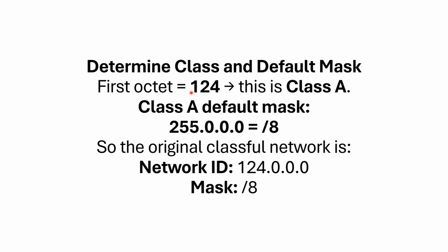This is from class A, as we told you that the range of class A is from 1 to 127, and this is 124. This is a class A address, and the default mask of class A is, as we told you, 255, and the rest 0. So the original classical network address is this. This is our network.